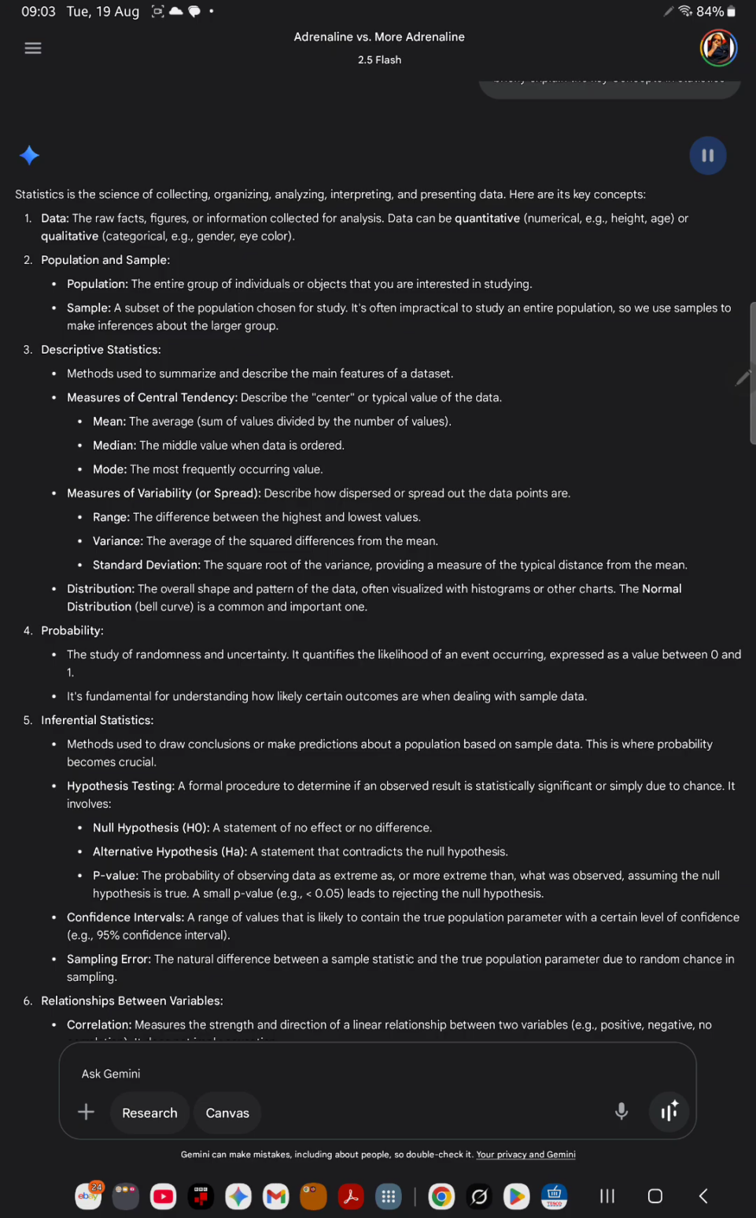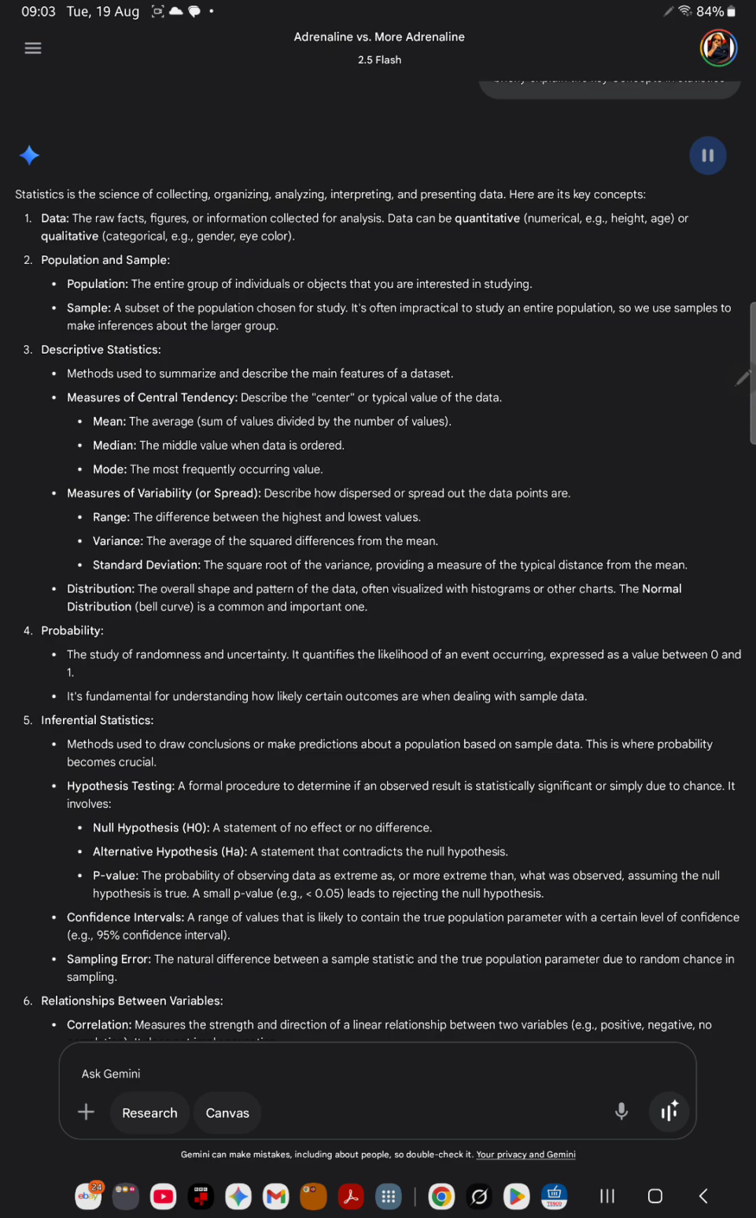Distribution: the overall shape and pattern of the data, often visualized with histograms or other charts. The normal distribution, or bell curve, is a common and important one. 4. Probability: the study of randomness and uncertainty. It quantifies the likelihood of an event occurring, expressed as a value between 0 and 1. It's fundamental for understanding how likely certain outcomes are when dealing with sample data.